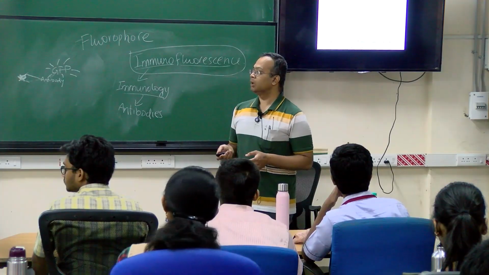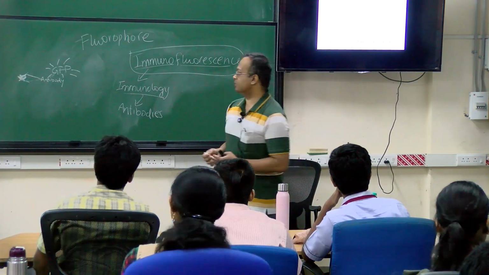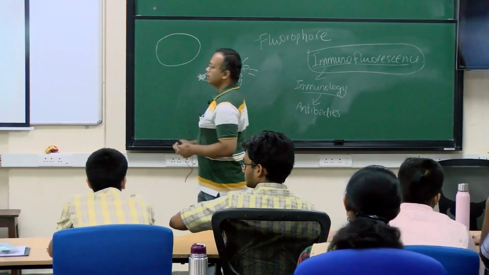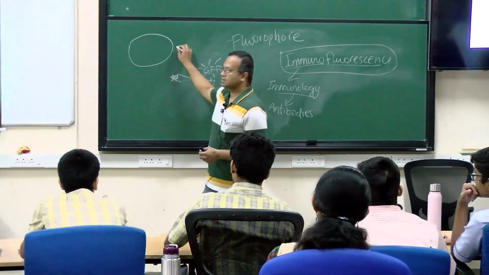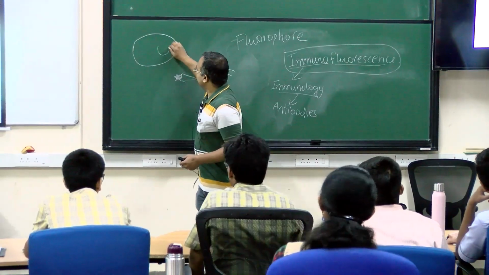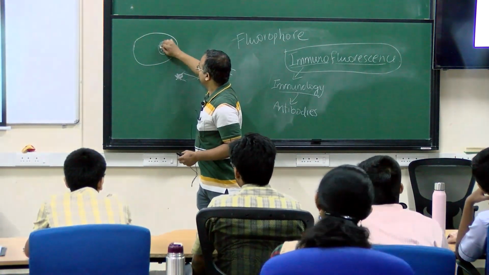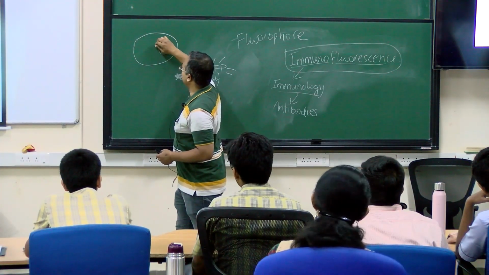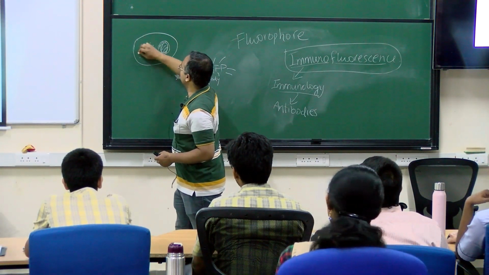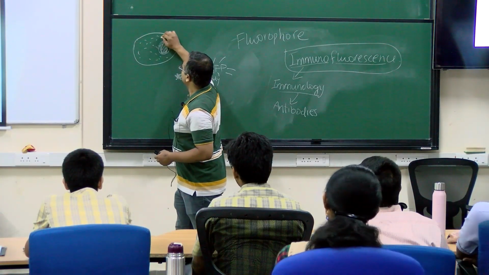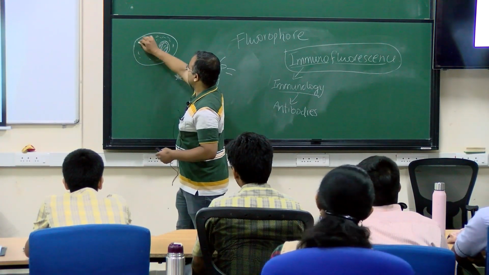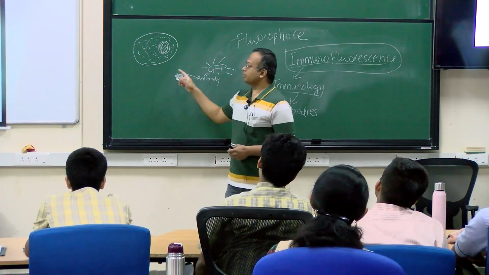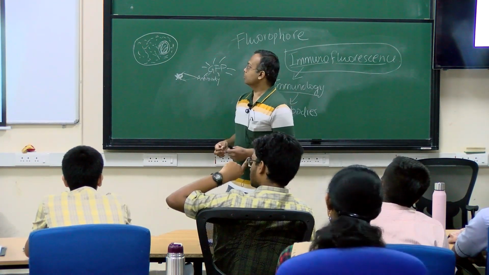Okay, so let's say I have a cell like this. This is the cell membrane, and here is my nucleus. And let's say I want to image the mitochondria. The mitochondria are distributed all around it. Now if I want to see this under the microscope, what will I do?